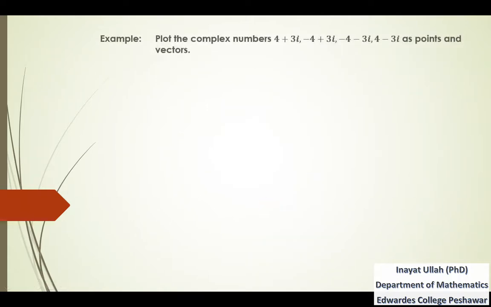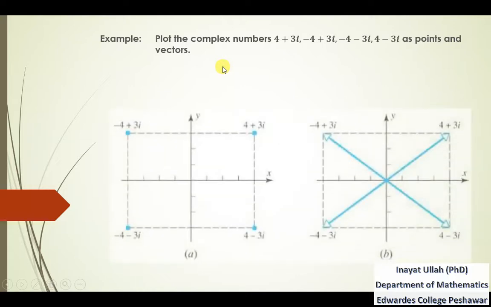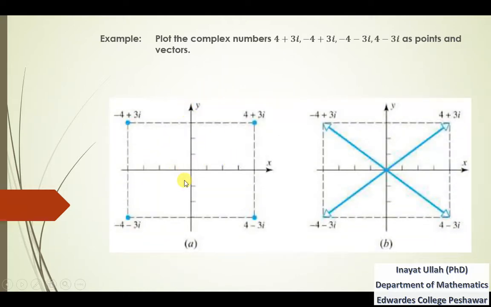For example, we are given the complex numbers 4 plus 3 iota, minus 4 plus 3 iota, minus 4 minus 3 iota, and 4 minus 3 iota. These are 4 complex numbers, and we are asked to plot these 4 numbers as points and vectors. So here we have the x and y axes.